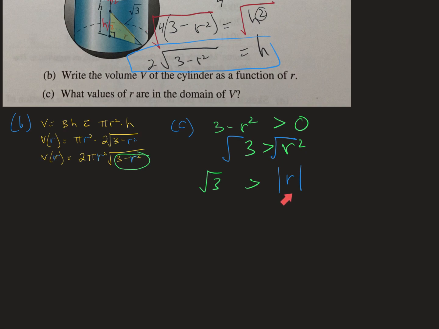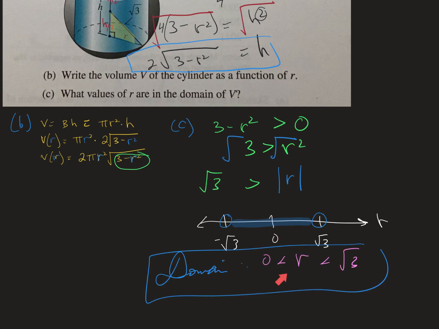So now this says that r's distance from 0 is smaller than root 3, which would be all these values, except that in the context of this problem, the radius of this cylinder and sphere is positive. It has to be bigger than 0 in the context of this problem. So that means we can rule out all these negative values and say that the r value has to be bigger than 0 but less than the square root of 3. And that's still the domain of this function for volume.